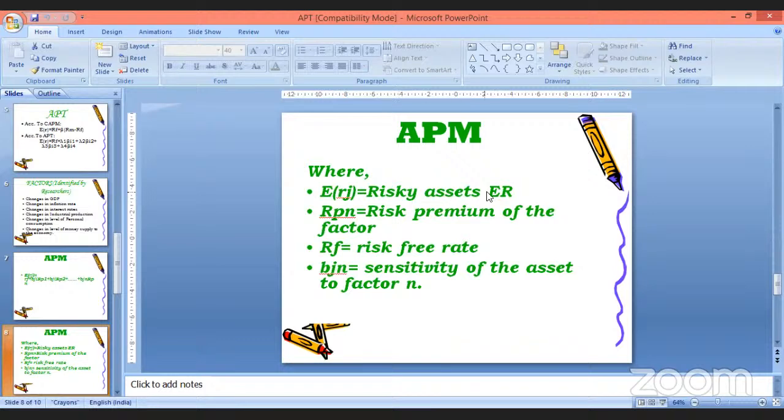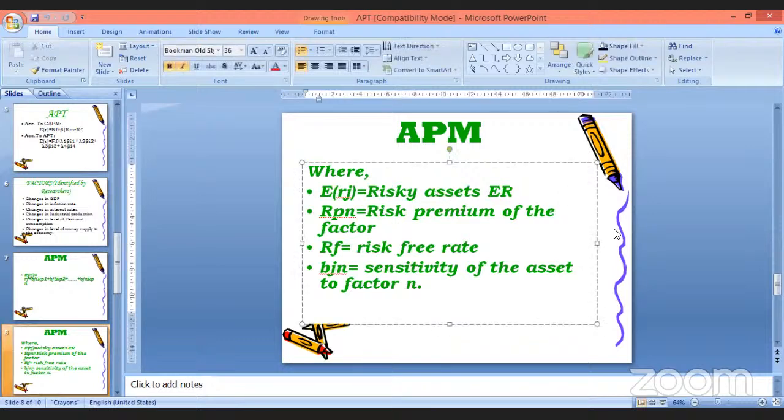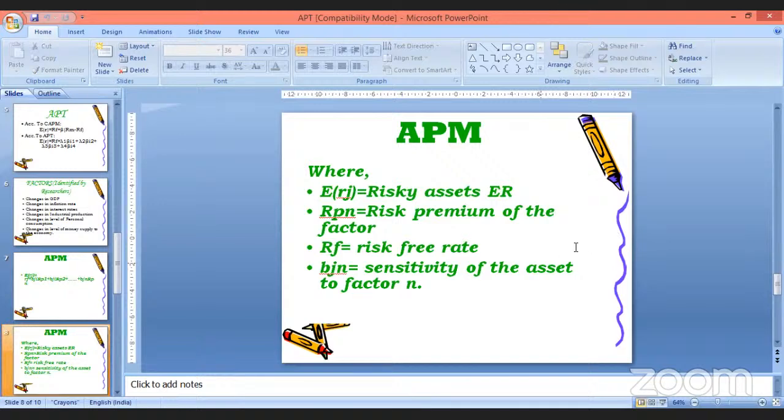ERJ stands for the risky asset's expected rate of return. Whenever we are taking any risky asset, what are the expected returns associated with it? RPN stands for risk premium of the factor. Risk premium of the factor means, by taking a particular macro factor, what is the risk premium associated with it? Suppose we are considering changes in the inflation rate. That is one macroeconomic factor. By considering this macroeconomic factor, what is the risk premium associated? And RF is the risk-free rate.